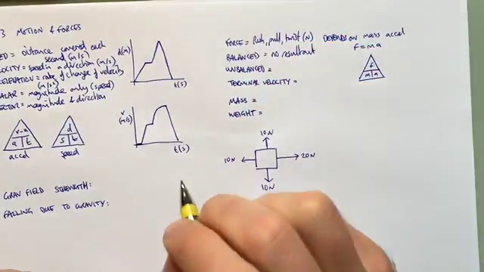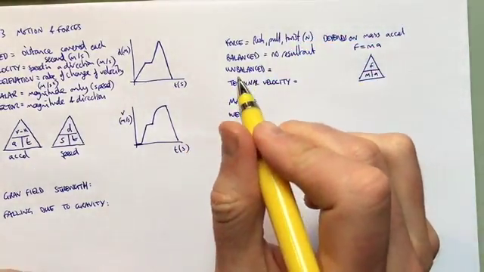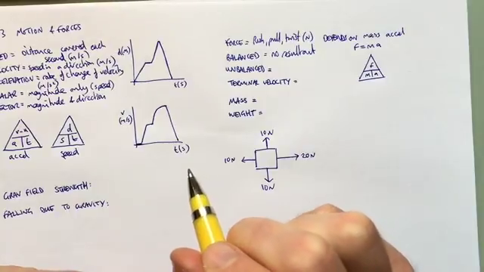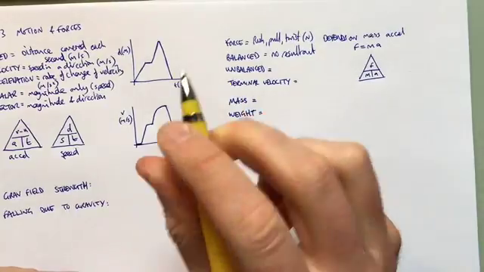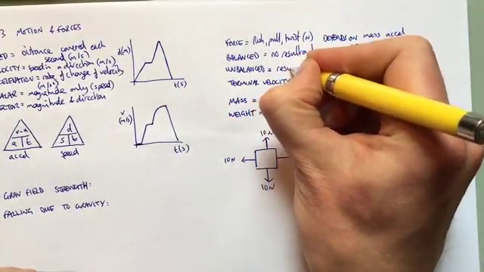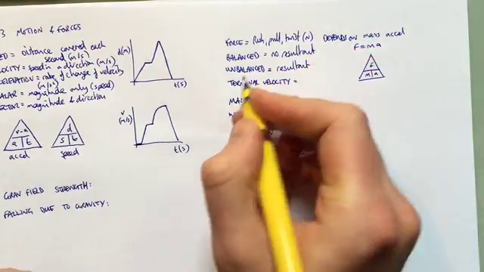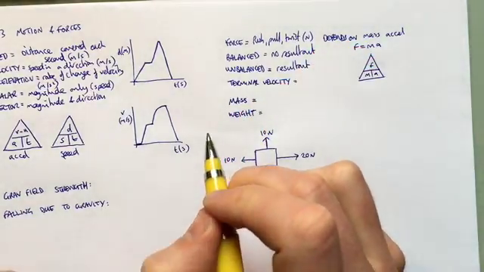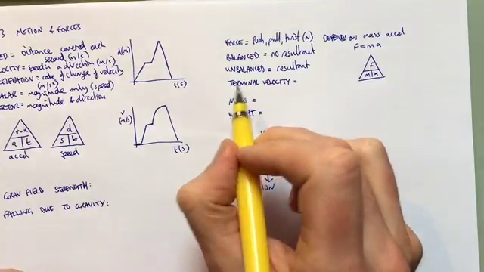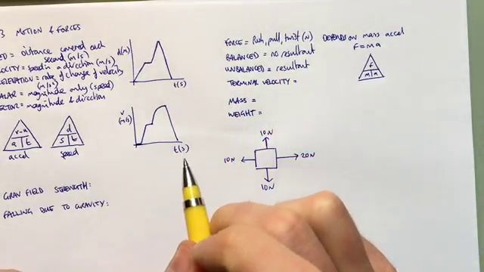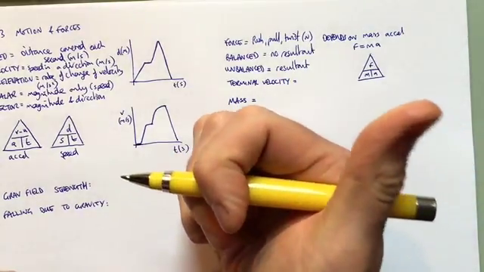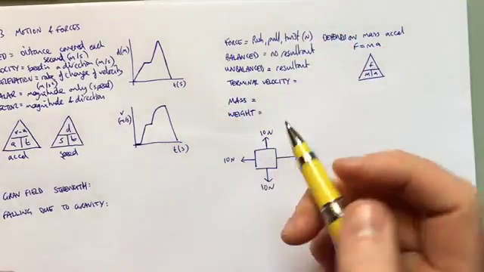Balanced forces occur when an object is moving at a constant velocity or when it's stationary. Unbalanced forces are where there is a resultant force, and that causes acceleration in the direction of the resultant force. That could be an object speeding up, slowing down, or changing direction.